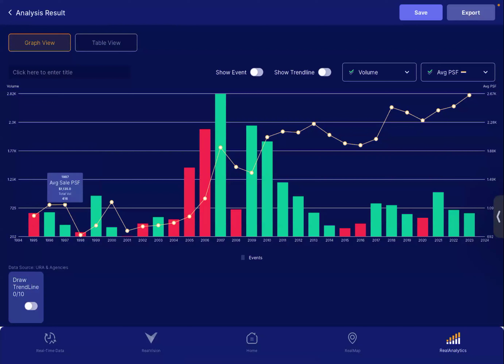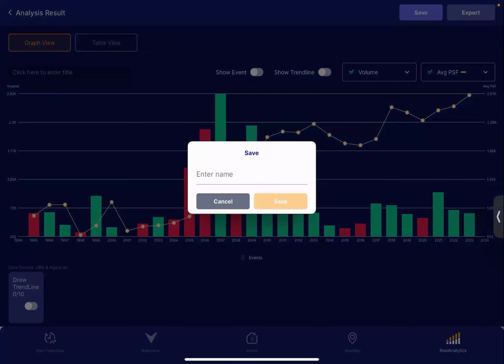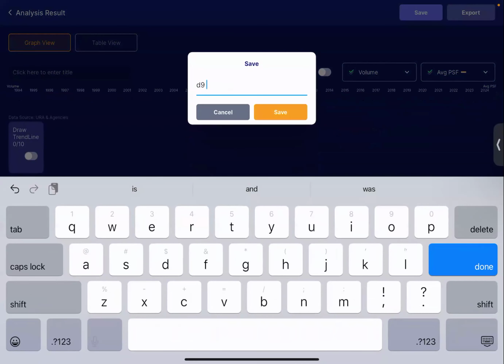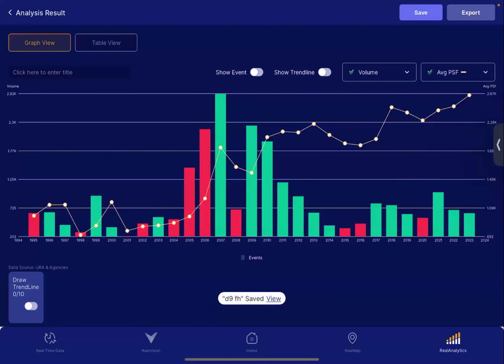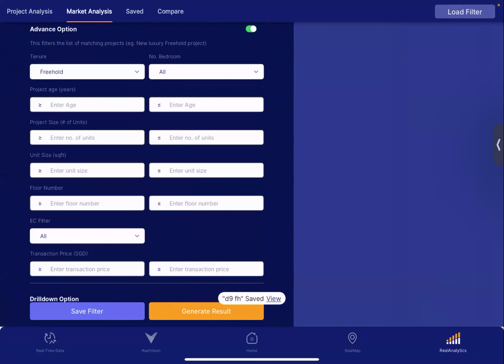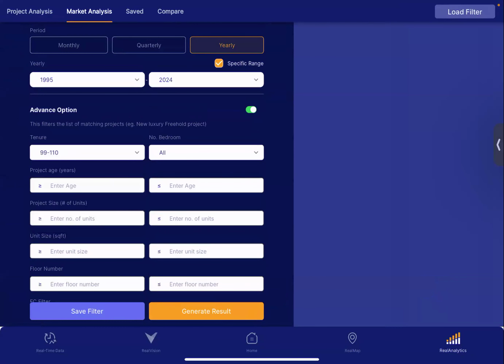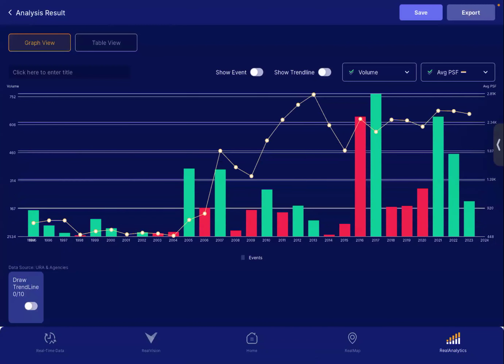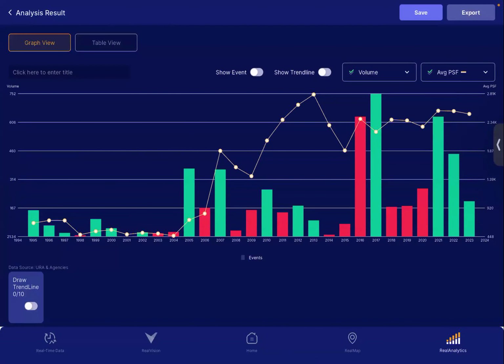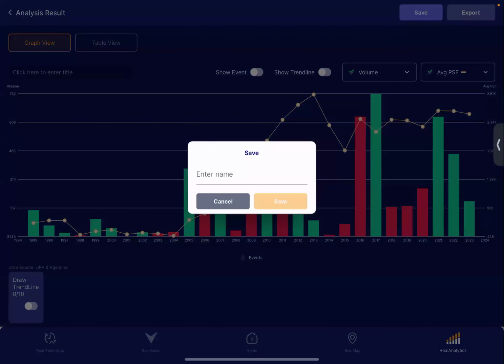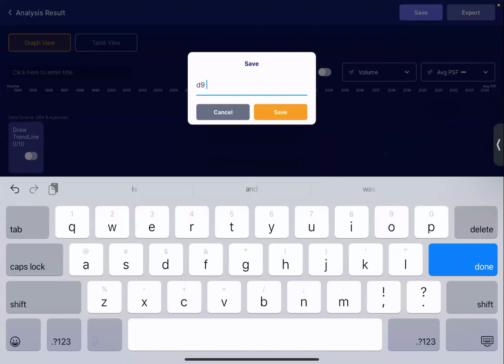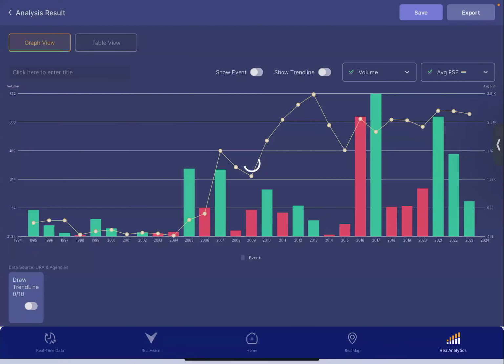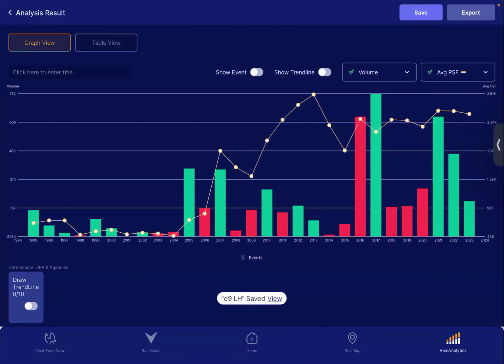Okay. So it shows you the volume and the average transaction price for freehold. So what I can do is I can save this D9 freehold. Save. Okay. Now I can go back. Just now I did freehold, right? Now I do leasehold, 99. This is leasehold D9. Different graph. So I can also save this. Leasehold. I save. So now I got two graphs saved. One is D9 freehold, one is D9 leasehold.